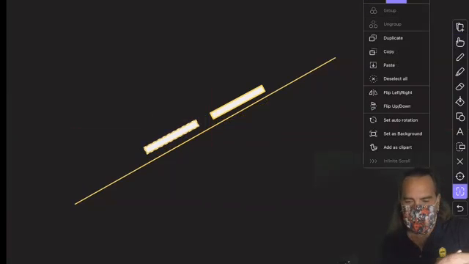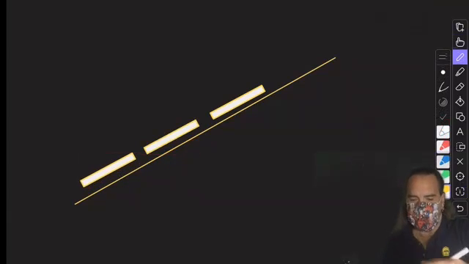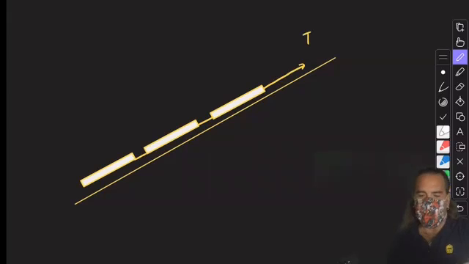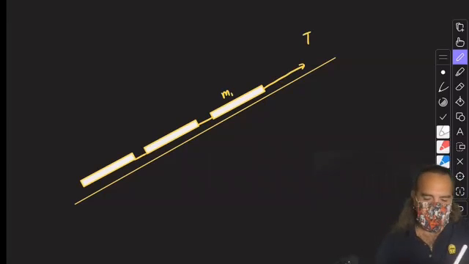3 of these boxes. There we go. All right, 3 boxes, and they're all connected by little things there, and they're being pulled up a ramp with a tension force of T. And let's see, this one's M1, M2, and M3.